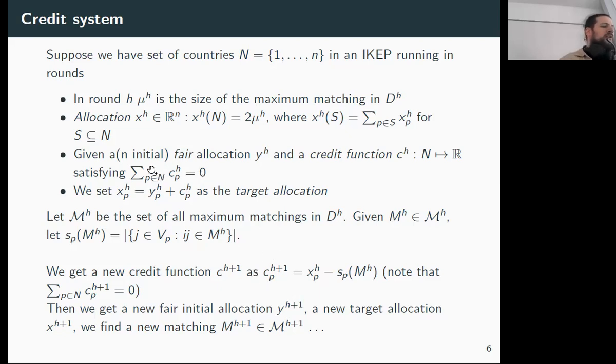I forgot to point out, of course, that credit values are going to sum up to 0 so that we just redistribute. And by that, if Y is an allocation, then X is going to be an allocation as well, and similarly in the next round as well, since over all countries, we are going to distribute the size of the maximum matching. Okay, once we have the credit values for the next round, h+1, we get a new fair initial allocation, Y_{h+1}. That means we have a new target, X, and we're going to find a new matching and so on and so forth.